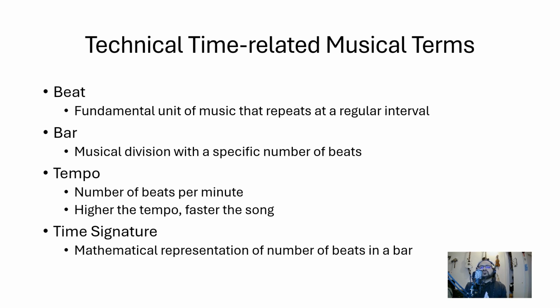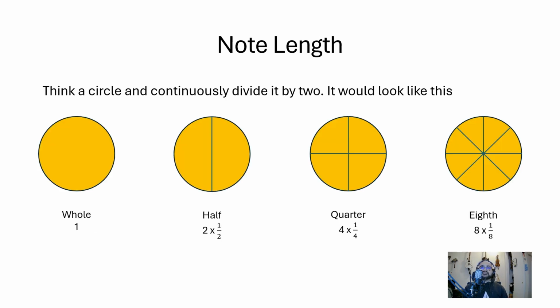Tempo is the number of beats that are played per minute. So naturally, the higher the tempo, the faster the song. And finally, time signature, which is a mathematical representation of the number of beats in a bar. Before we proceed with any further explanation about any of these terms, which might be confusing, let's get started and understand something about note lengths.